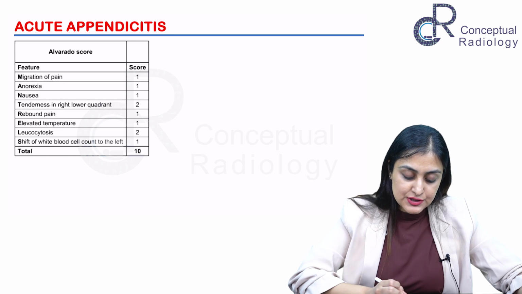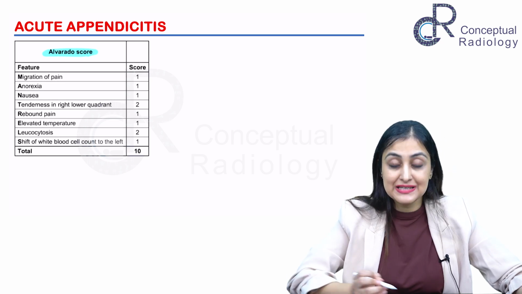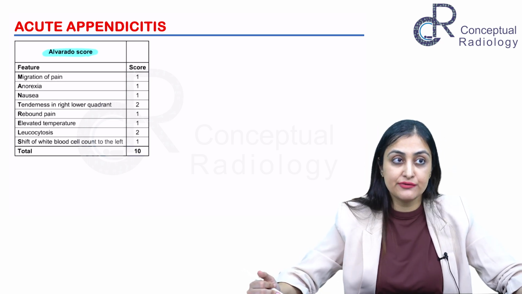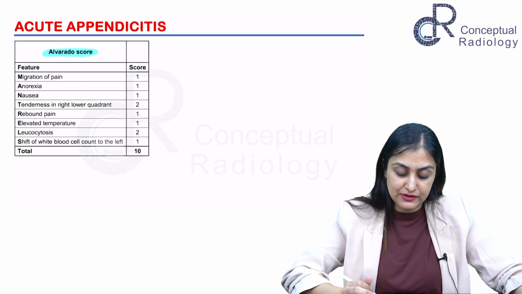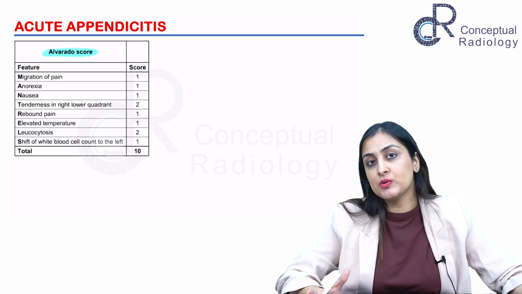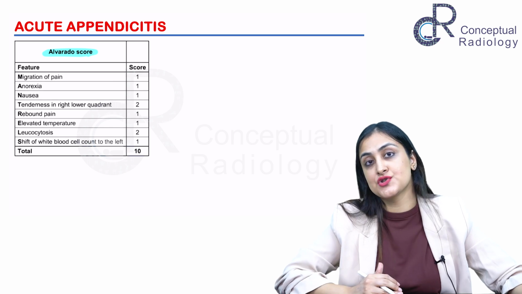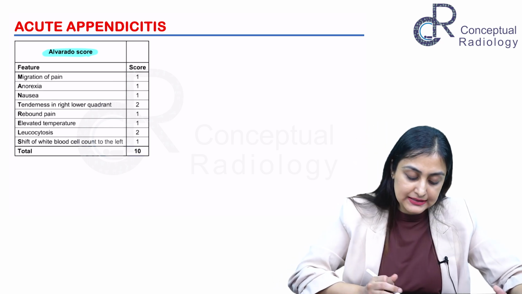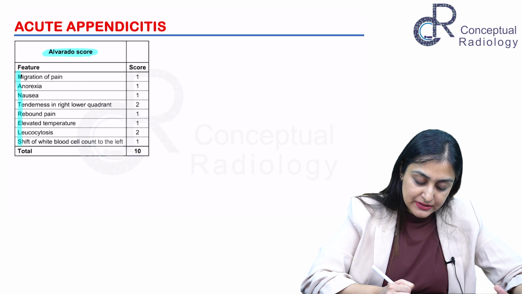So this is the clinical score, which I'm sure you're aware of, the Alvarado score. These are the different clinical manifestations that you give a score. Anything more than or equal to 6 means there's a high risk of it being appendicitis clinically. MANTRELS is the abbreviation.